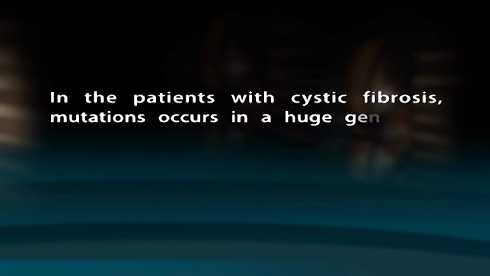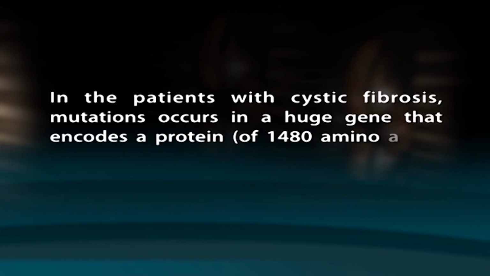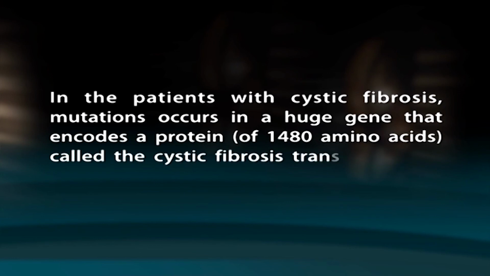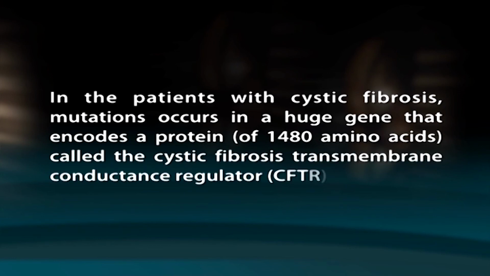Cystic fibrosis gene expression was found absent in respiratory tissues with mutations R553X and W1316X, which led to the hypothesis that the absence of the gene product in the lung is more favorable than the presence of an altered one. In patients with cystic fibrosis, mutations occur in a huge gene that encodes a protein of 1480 amino acids called the cystic fibrosis transmembrane conductance regulator, or CFTR.